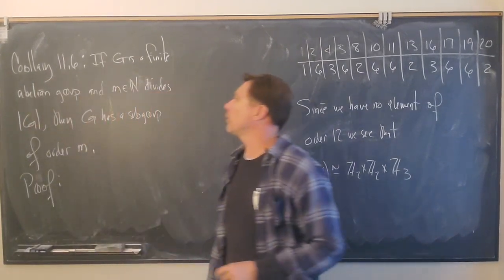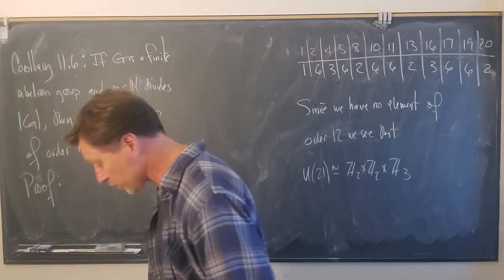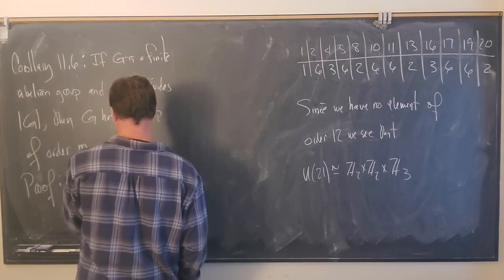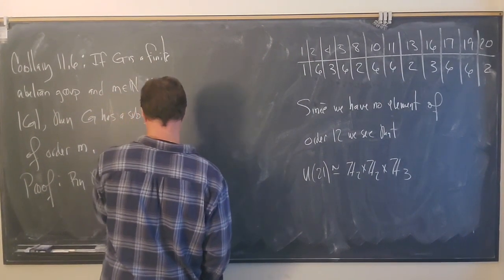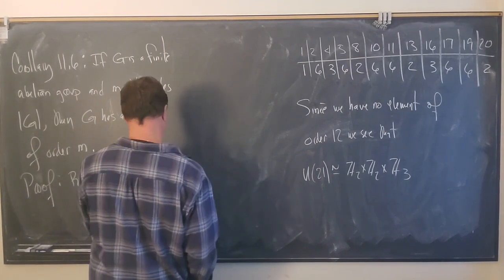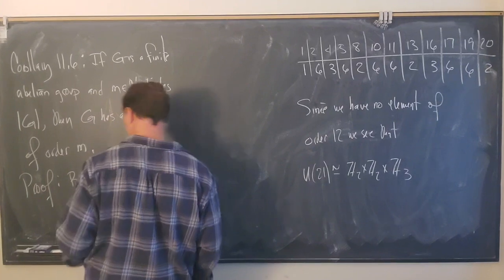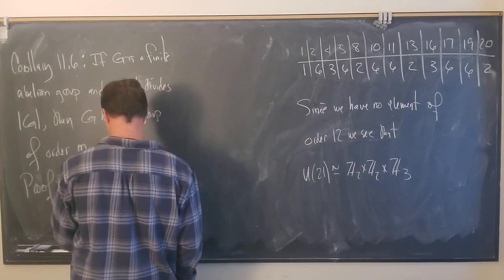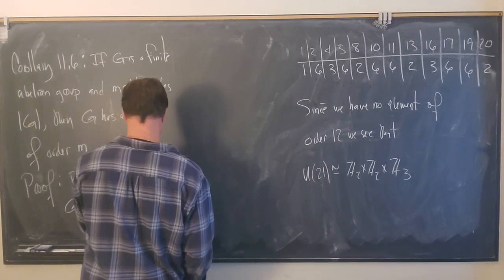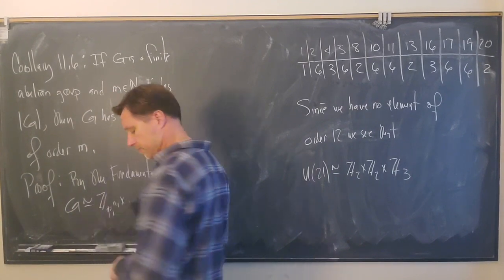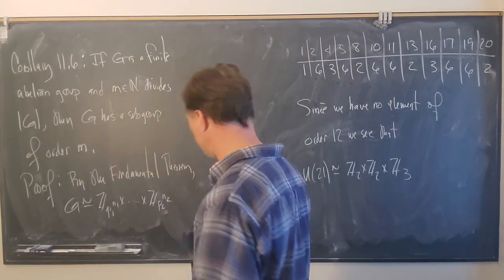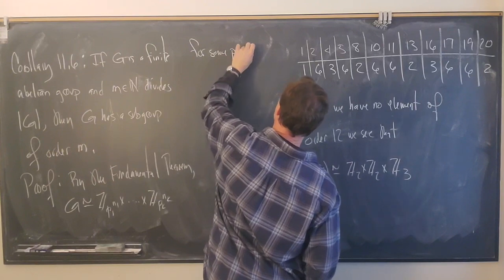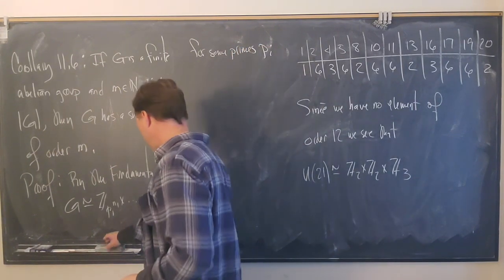According to the fundamental theorem, we have a way to write G. By the fundamental theorem, G is isomorphic to Z_{p1^n1} cross dot dot dot cross Z_{pk^nk}, for some primes p sub i and exponents n sub i.